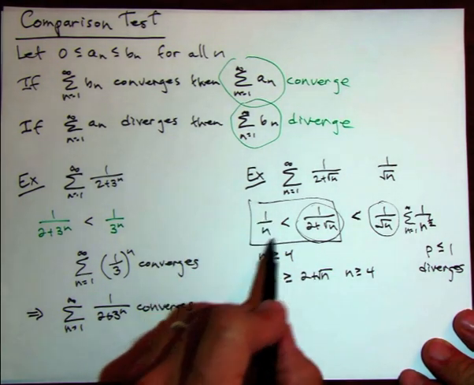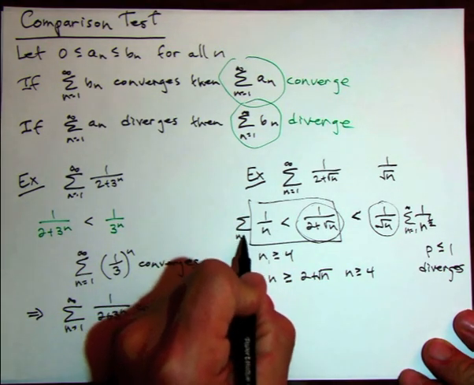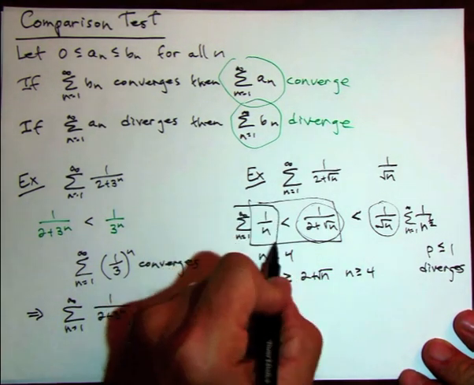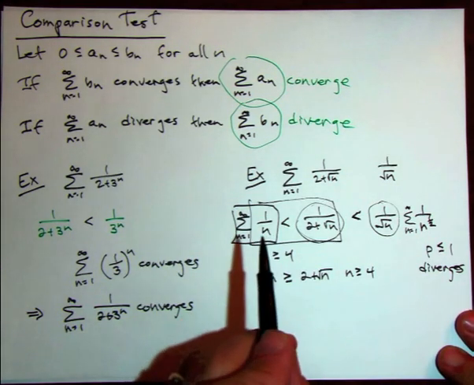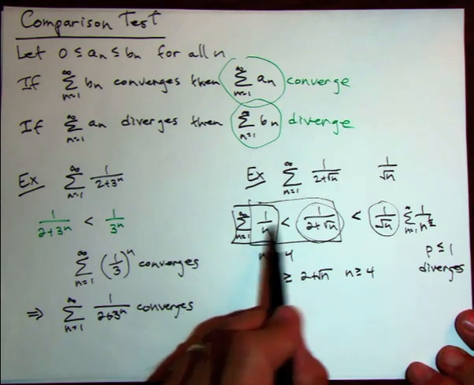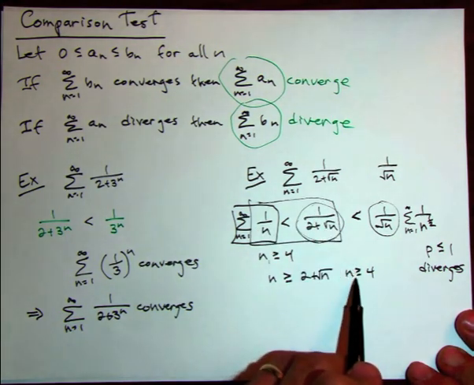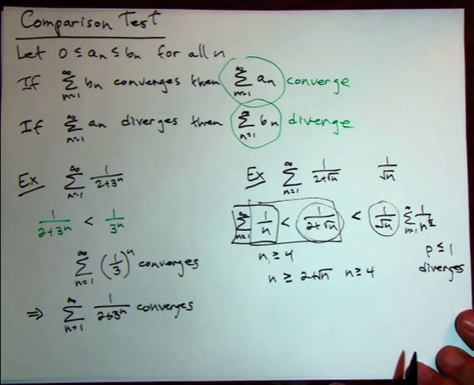Well, we know that's the harmonic series, n equals 1 to infinity. We know that series is also a p-series with p equal to 1. And so that diverges. So if this diverges, and all the terms of this, once we get past 4, are bigger than this one, then this series should also diverge. So that's the logic. What we need to do is establish this inequality.